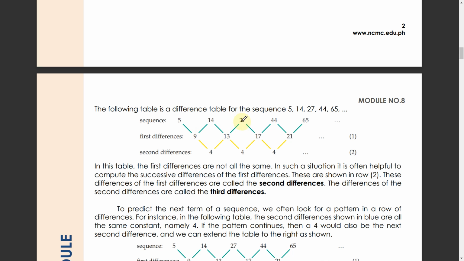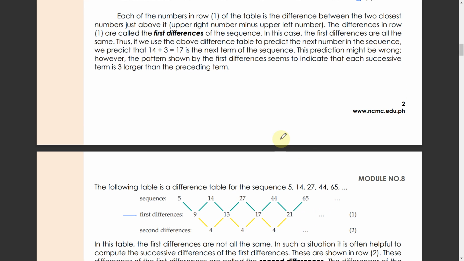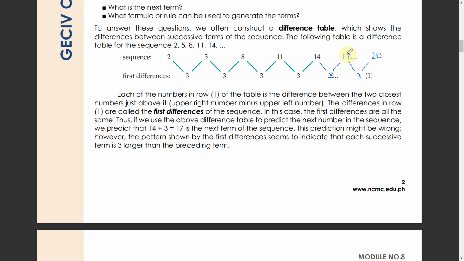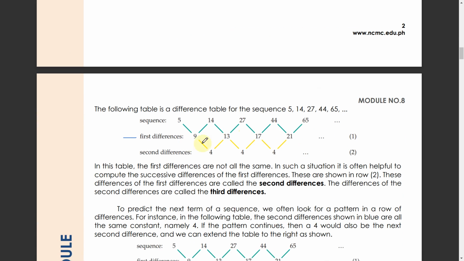Then when we subtract 14 from 27, we get 13. Then 44 minus 27 is 17. Then 65 minus 44 is 21. But if you notice, the first differences in our row 1 are different from each other. They are not the same like the earlier ones, which were all 3. So we could not predict the next number directly. Here, since they are not the same, we will take their second differences. It is called first because there is also a second. So we do the same thing: we just subtract.